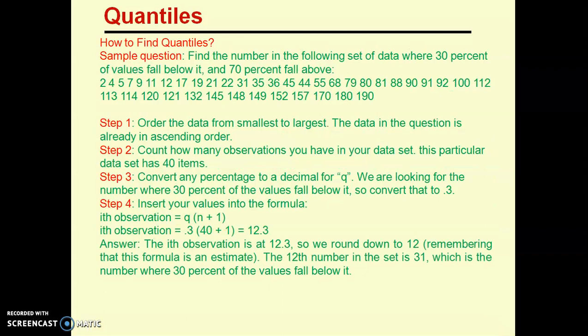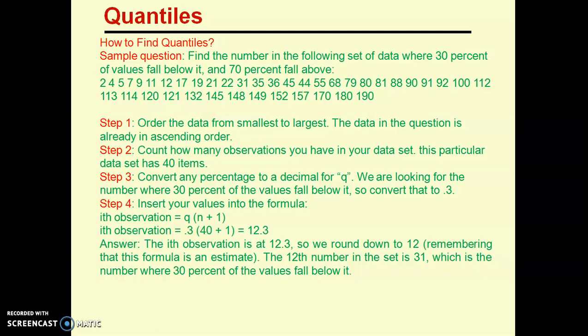Now what we have to do for a quantile, suppose this is the data set we have given. There are 40 elements in this data set. First we have to arrange them in ascending order. Ascending order means smallest to largest. The data in the question is already in ascending order. Now count how many total observations there are.